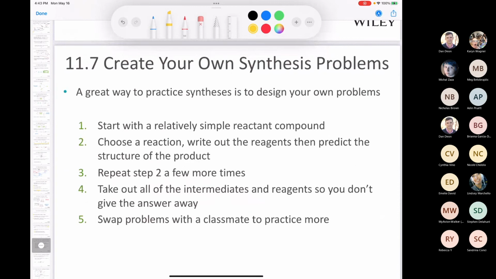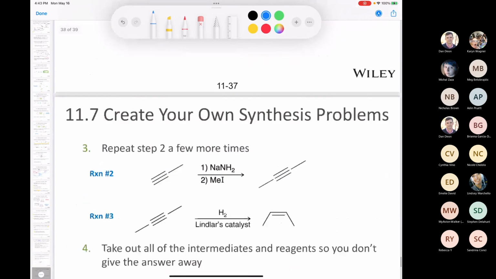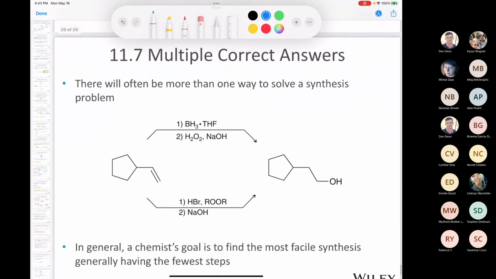You can create your own synthesis problems. I'm going to leave this here as sort of an FYI thing. There are ways to start with something and then go backwards and make your own synthesis problem and trade them with friends. I've never asked my students to do it, but if you think you might find it helpful, my hat's off to you, and be sure to give that a shot. There's an example here. And the last part of chapter 11 just shows you how oftentimes there is more than one correct answer for a problem, especially in Chemistry 3111.